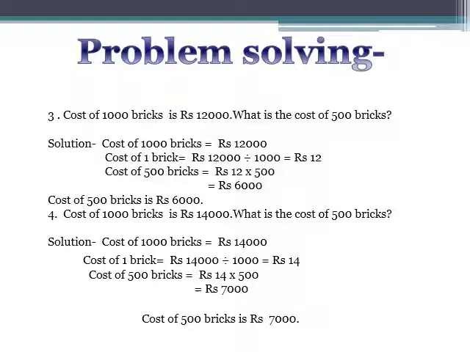So the solution is like this. Cost of 1000 bricks is rupees 12,000. Cost of one brick is equal to rupees 12,000 divided by 1000. That is rupees 12. Now we have cost of one brick rupees 12. Now the question has become similar to the previous two questions. Cost of 500 bricks equal to rupees 12 into 500, that is rupees 6,000. Cost of 500 bricks is rupees 6,000.